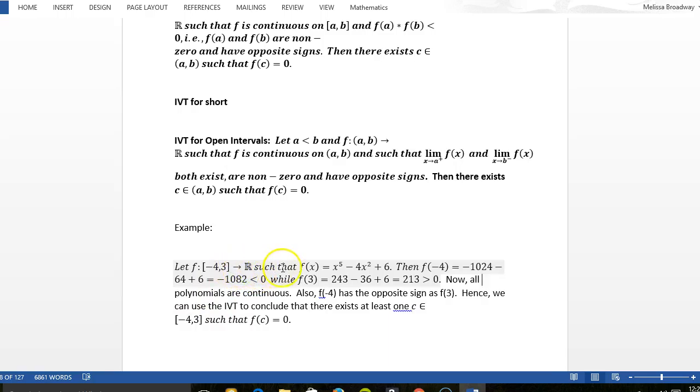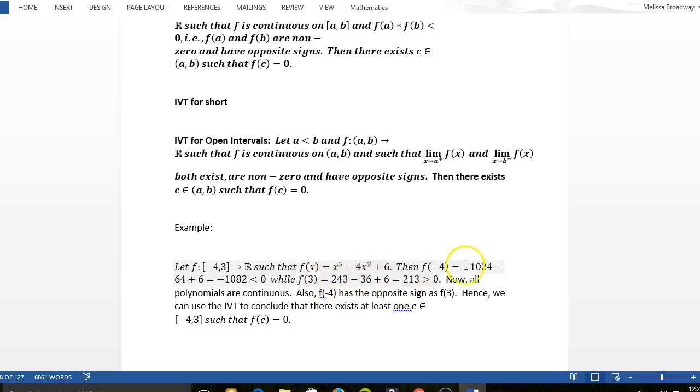So the point is, f was continuous. f of this endpoint had the opposite sign. f of -4 and f of 3 are opposite in sign. f is continuous on the interval, so by the intermediate value theorem, there exists a C in between -4 and 3 such that f of C is 0.